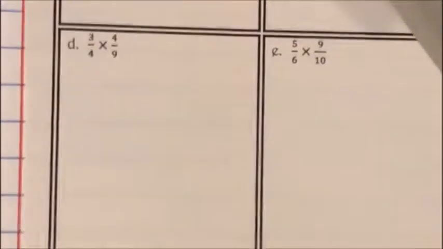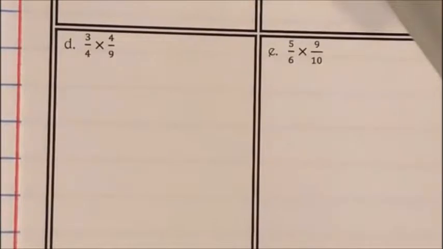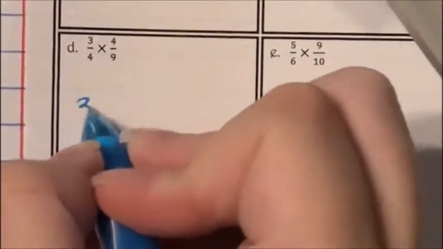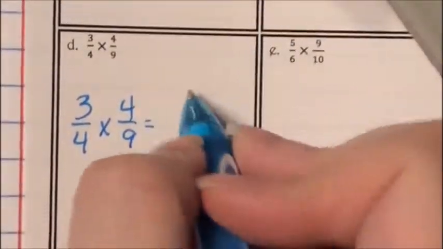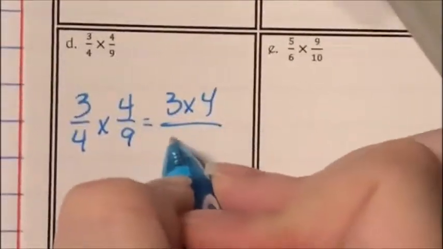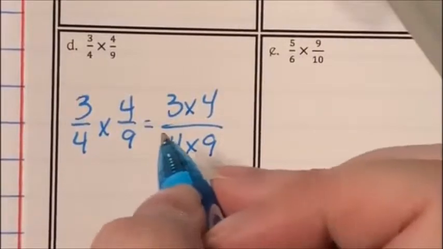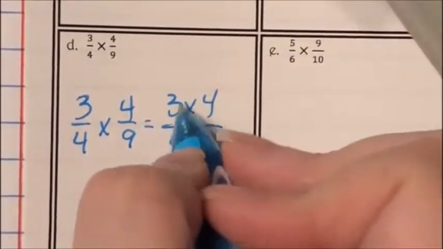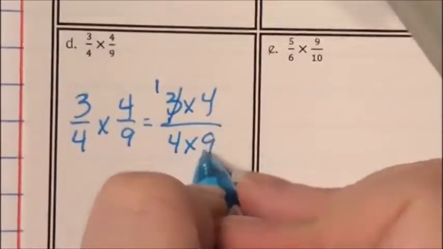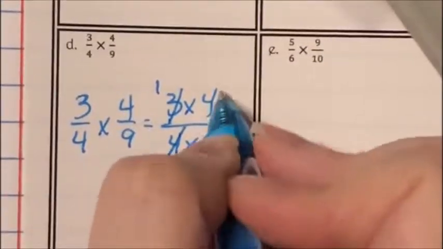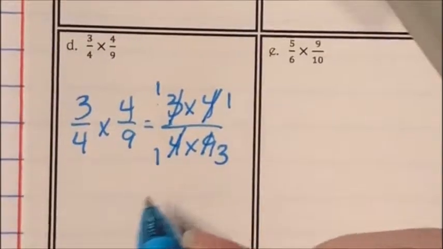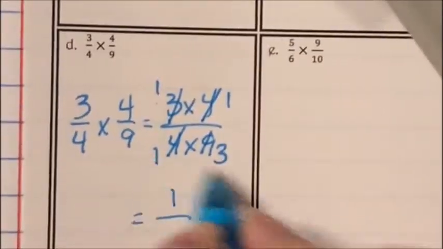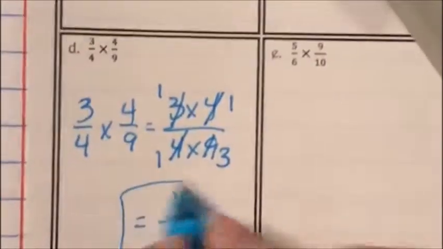Letter D says 3/4 times 4/9. Okay, I multiply straight across. 3 times 4, 4 times 9. I can notice that 3 and 9 go into each other, and 4 and 4 go into each other. So now I have 1 times 1, which gives me 1, and 1 times 3, which gives me 3.